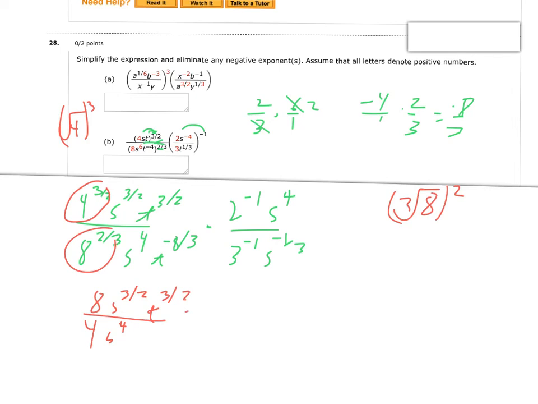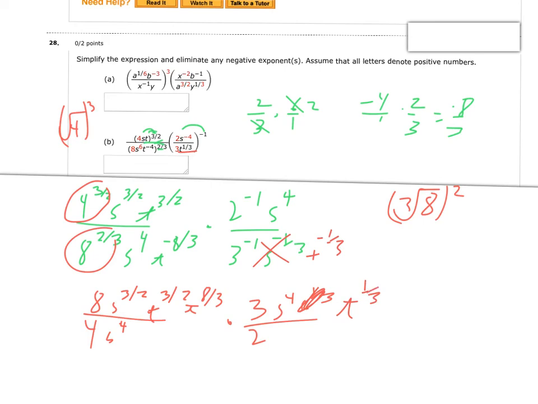But then I'll move the t to the 8 over 3 up here. And then over here I'm going to move the 3 up there, the 2 down there, s to the 4th, s to the 1/3. Oh, but you know what? This was actually supposed to be a t to the negative 1/3. So if you look back here, I'm going to make that t to the 1/3. All right, move that to the top.